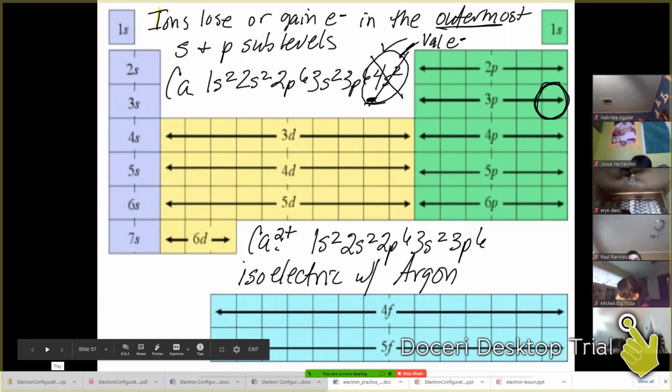All right, let's look at a non-metal, which does the opposite. Instead of losing electrons, it gains electrons. All right. We good with this?